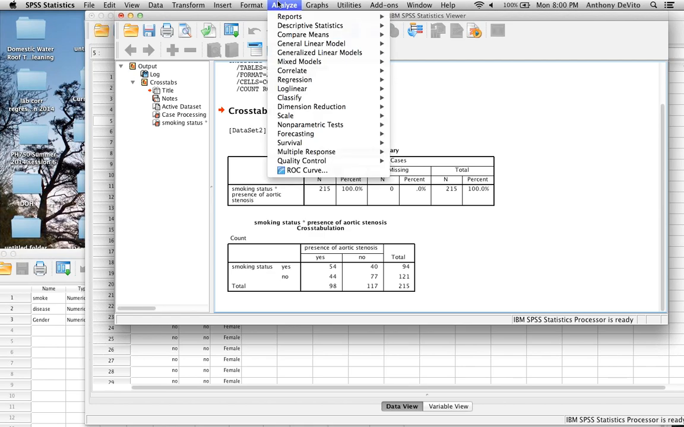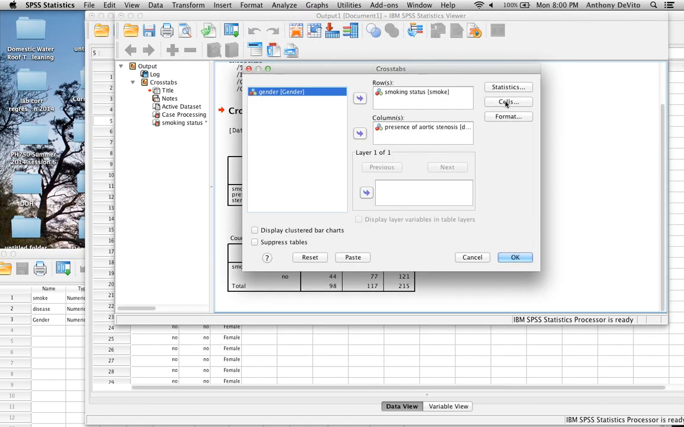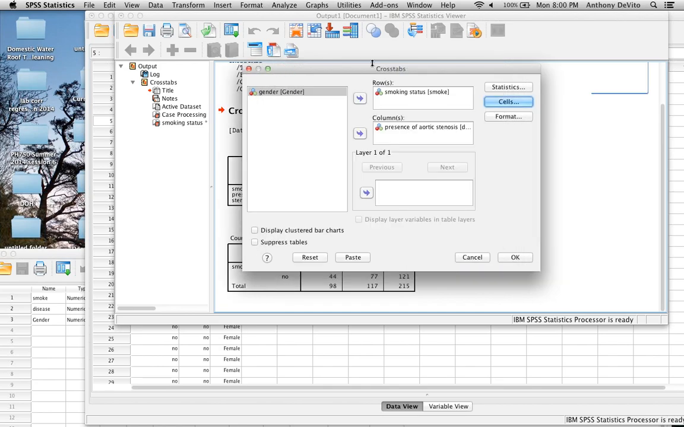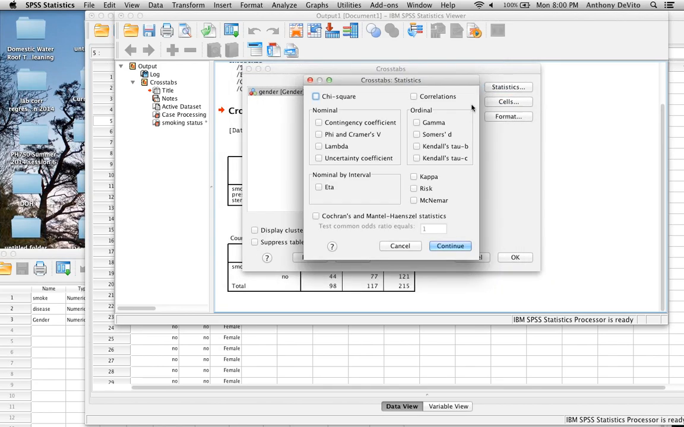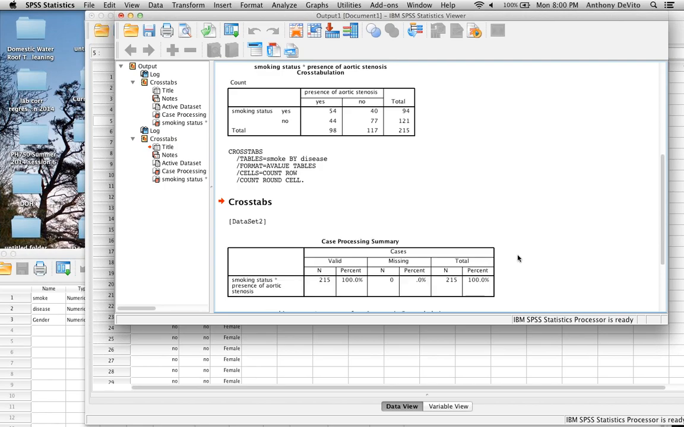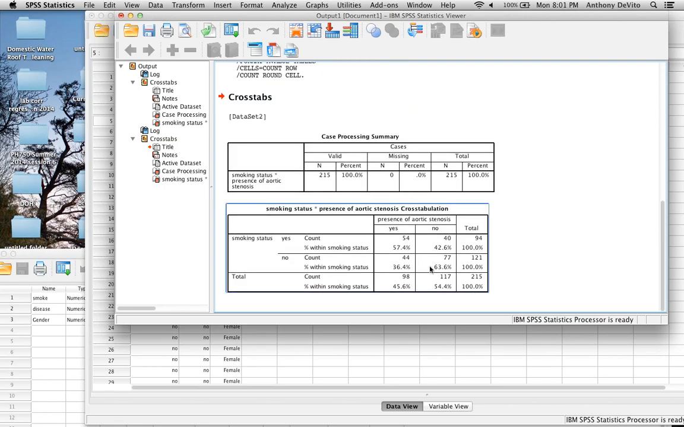I'm going to go back to Analyze, Descriptive Statistics, Crosstabs again. Except this time when I go into cells, I'm going to say calculate the percentages by rows. And I click continue, and say OK. And look what it did for me this time.